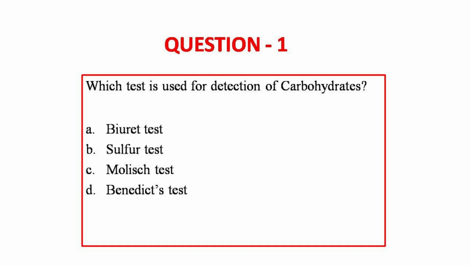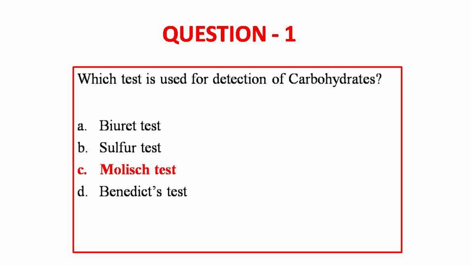We're going to see some question and answers from biochemistry. So moving on to question number 1. Which test is used for detection of carbohydrates? They've given us 4 options: Biuret, sulfur, Molisch and Benedict's test. So the answer to this question is Molisch test.